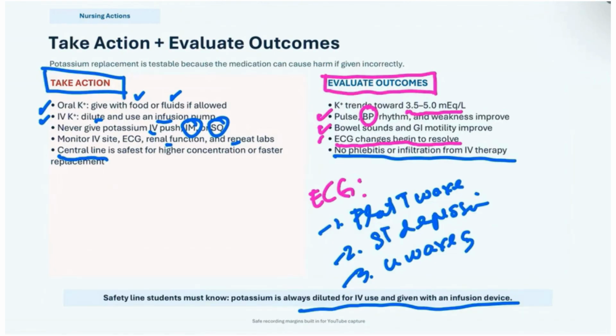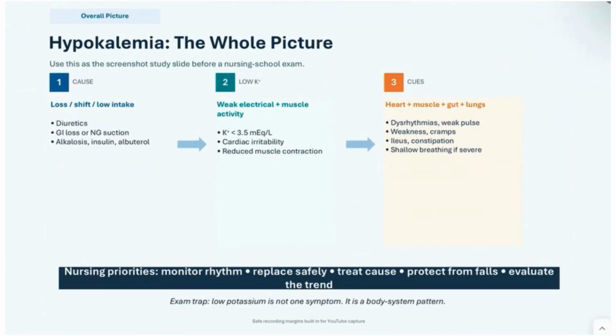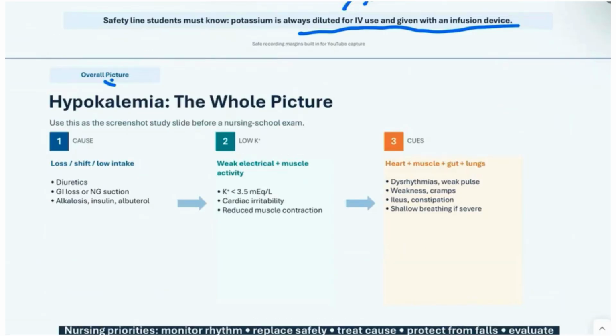Now let's take everything we just covered and put it into one picture. What caused the hypokalemia? Let's look at that. What the low potassium does, what cues you see, and what the nurse needs to do. This is what I call the overall picture of hypokalemia. So for all the things that we talk about, this is one of the slides that you really need to remember, right? Let's start from the left section over here.